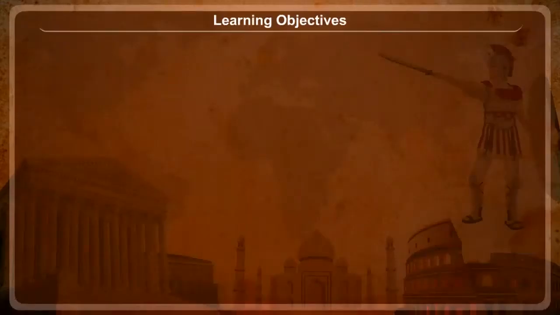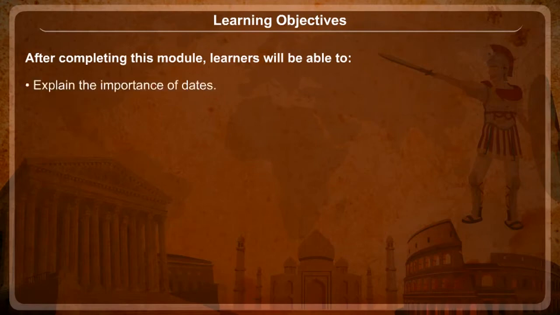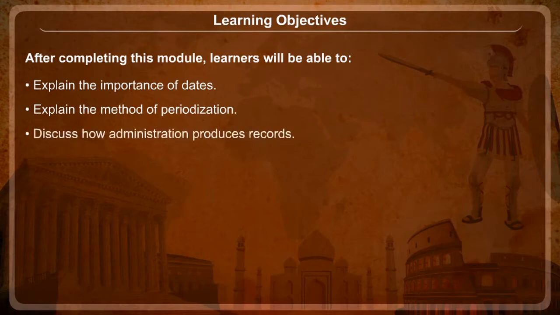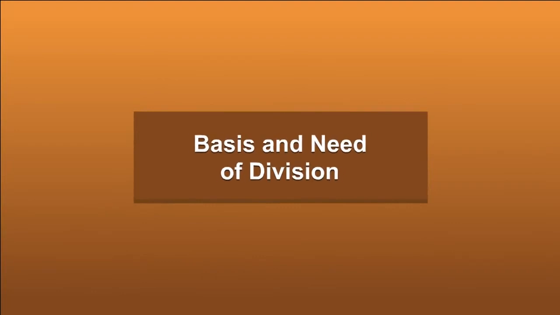Learning objectives. After completing this module, learners will be able to explain the importance of dates, explain the method of periodization, discuss how administration produces records, describe the importance of surveys, basis and need of division.